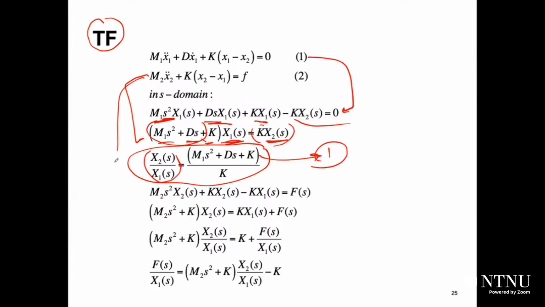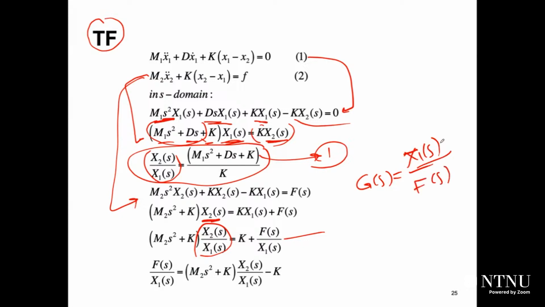So we have the first part. We will go to the second equation, apply a Laplace transform. So it will be m2 s square x2 of S plus K x2 of S minus K x1 of S equal F of S, right? So we will get x2 of S on one side. We will take this one to the other side, divide both sides by x1 of S, because we have here x2 divided by x1. So we will have x2 divided by x1 equal F divided by x1, because in reality we need to get G of S, which is x1 of S divided by F of S.